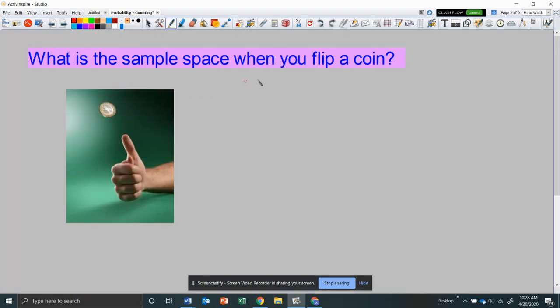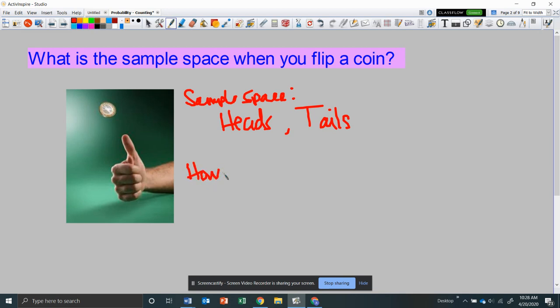So if I ask you what's the sample space when you flip a coin, well, the sample space is what could happen. It could land on heads, or it could land on tails. Okay, so this is the sample space. But if I just ask you how many outcomes, you would just tell me that there are 2. So this right here is the actual things that can happen, and this is just the number of things that can happen.